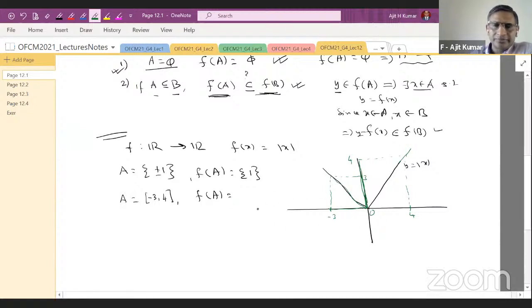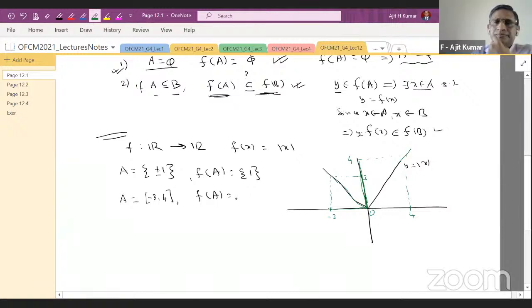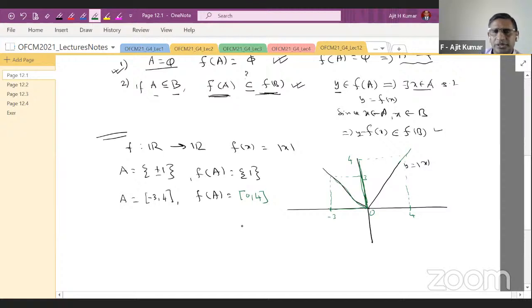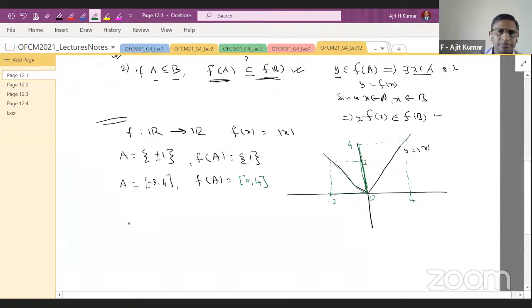Somebody from group 1? Anushka. Yeah, tell me. Closed interval 0 to 4. That's correct. Closed interval 0 to 4. That's what we saw, right? It goes from 0 to 4.